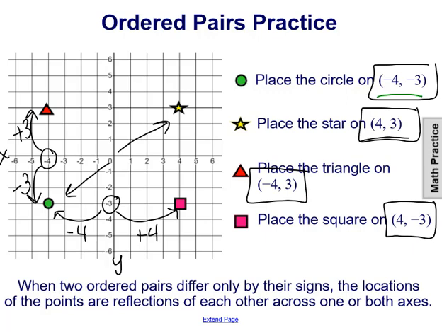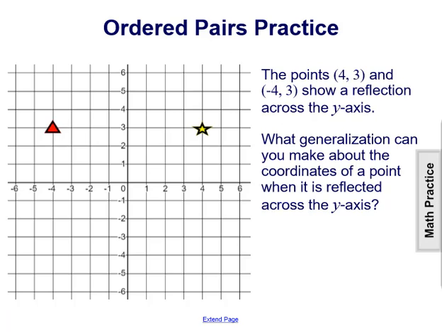Let's continue to look at some other special relationships. Let's look here. What if we have the points 4, 3, and negative 4, 3? We know that that shows a reflection across the y-axis. What generalization can we make now about the coordinates of a point when it is reflected across the y-axis?